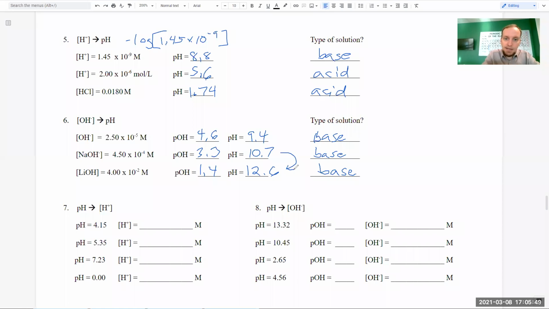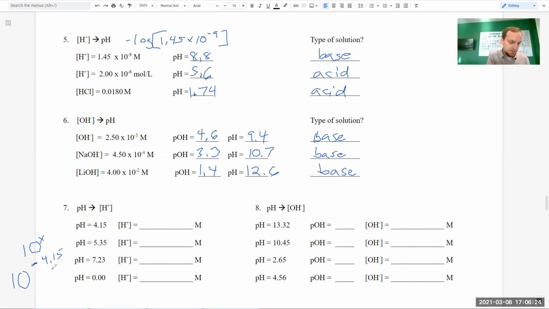All right, the next one we have here is number 7 and 8. They are very similar, just like 5 and 6 are very similar. Number 7, we are given a pH, and we need to go to the H+ concentration. Again, unfortunately, they are not quite as easy as number 3 and 4, although we're going to do the same exact calculation, because these numbers are not quite as simplistic. So if I have my pH, what I'm going to do, of course, is my 10 to the X, or 10 to the negative pH, which is 4.15.